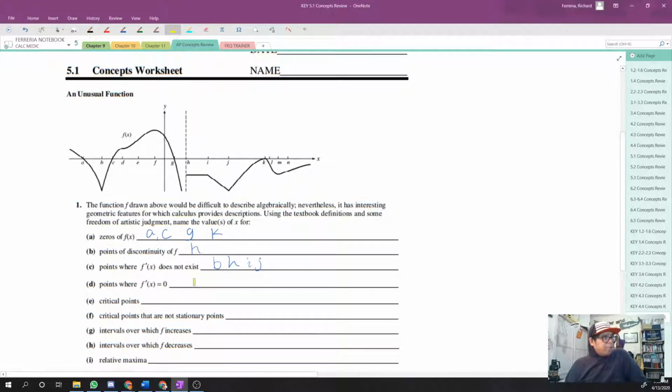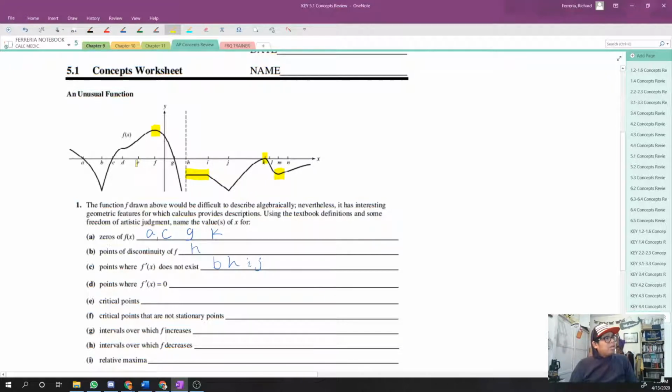D, are there any points where the derivative is equal to 0? Okay, so we're looking at places where we would draw a horizontal tangent line. I see one right here, definitely. Right over here, right down here. And then the next thing is this whole piece right here is horizontal. So the derivative would be 0 all the way from H to I.